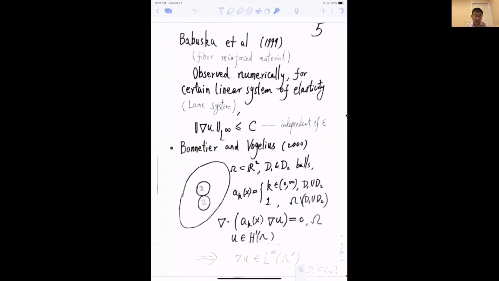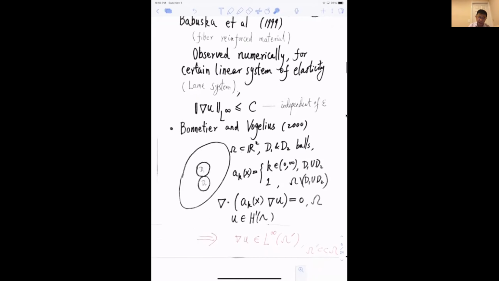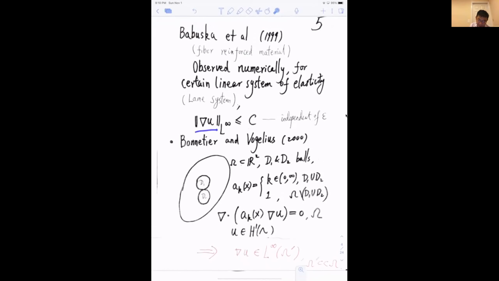So Ivo Babuska and collaborators in 1999 looked at fiber-reinforced materials. I think they have two papers around the time. They observed numerically, for a certain linear system of elasticity, they use the so-called Lamé system, I will describe it later, a homogeneous isotropic material. So you end up with the Lamé system. In that case, they observe that this L infinity norm actually is independent of epsilon.